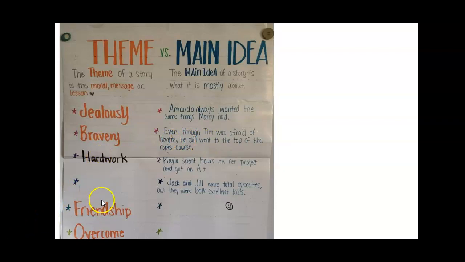When you finish looking over some of these examples, ask yourself the questions. Jack and Jill were total opposites, but they were both excellent kids. What theme would fit for this main idea? And then on the flip side, for friendship, can you think of any stories where the theme or the moral of the story is learning the importance of friendship? And the final one would be overcoming obstacles. Can you think of a story that you've read where a character had to overcome obstacles?